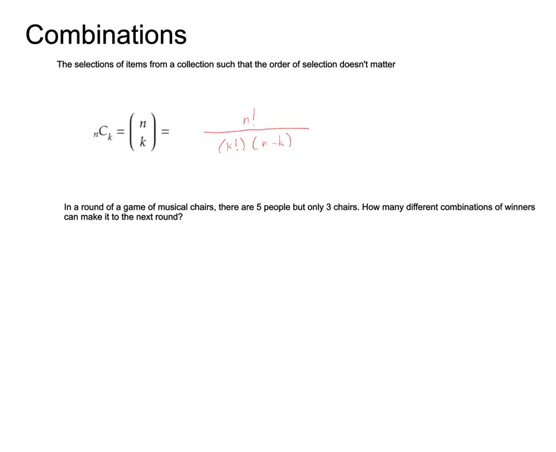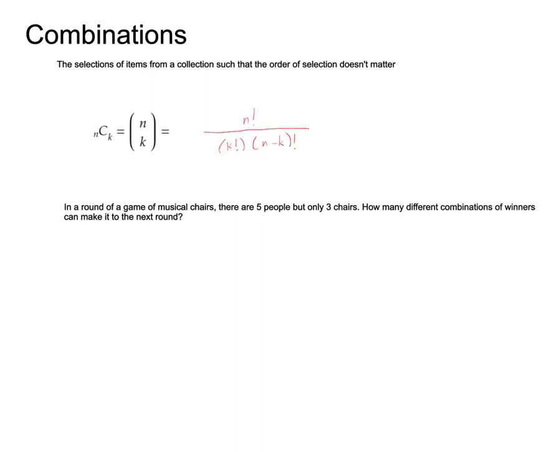Let's do an example of this. In a game of musical chairs in a single round, there are 5 people but only 3 chairs. How many different combinations of winners can make it to the next round? If you've ever played musical chairs, you know that the order does not matter as long as you make it to the next round. So this is a combination question, not a permutation question, because again, the order doesn't matter.